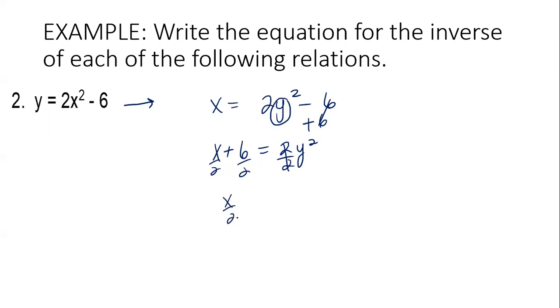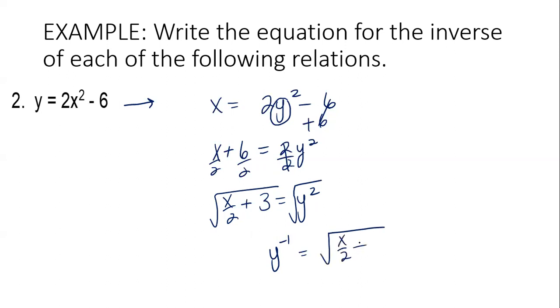So we have x divided by 2 plus 3 equals y squared. Y is not by itself. What's the last thing we need to do? Take the square root. Okay, y is now by itself, so it's going to be called the inverse. And we have the square root of x divided by 2 plus 3.